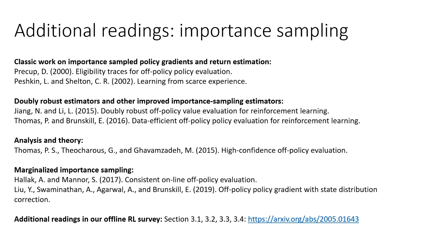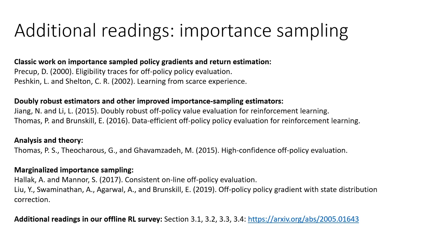Okay, so that was kind of a quick whirlwind tour of importance sampling for off-policy evaluation and batch RL. If you want to learn more about this, see the classic work on importance sampled policy gradients and return estimation by Doina Precup as well as by Peshkin and Shelton. Doubly robust estimators are very interesting if you want to learn about OPE with importance weights. So certainly for bandits and for small MDPs, doubly robust estimators are typically the methods of choice if you're doing things like ad placement, stuff like that.